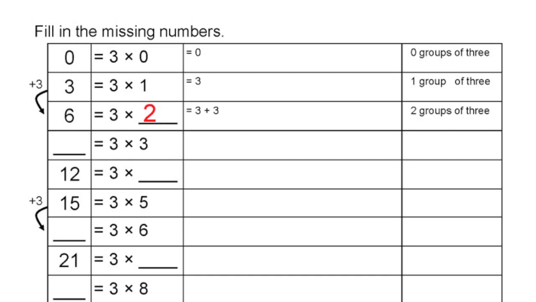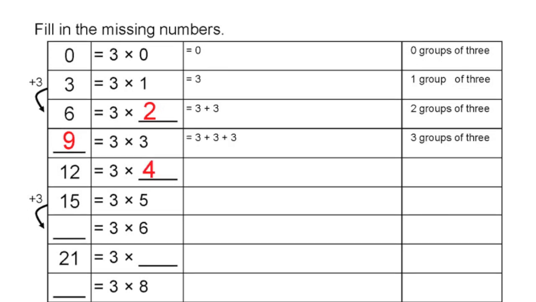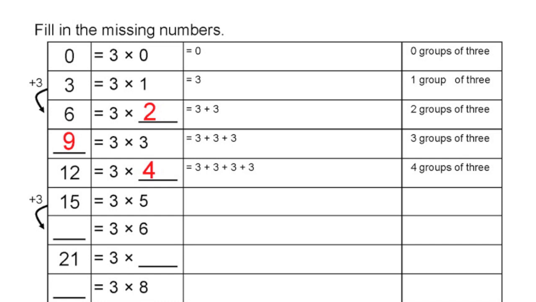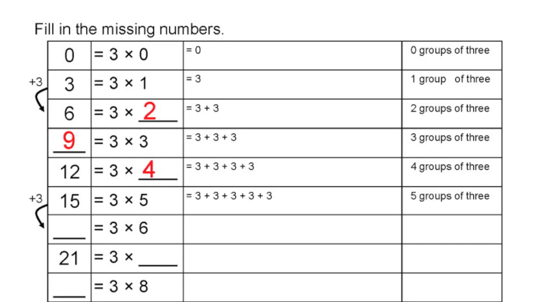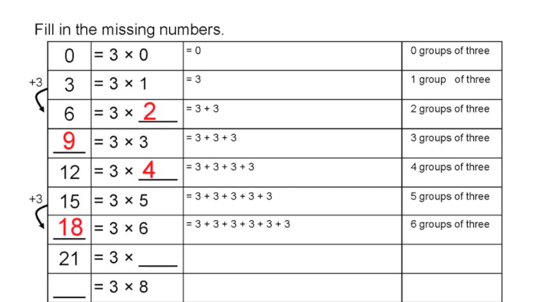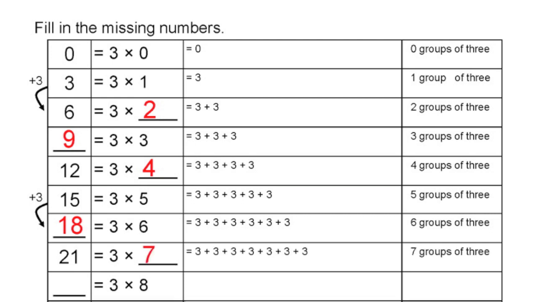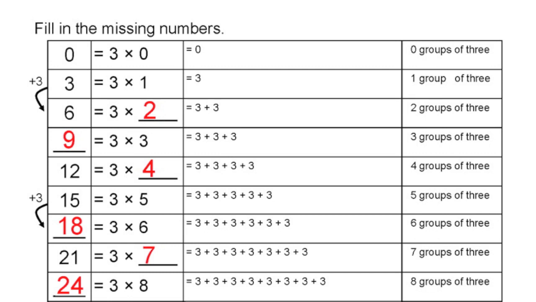Again, 3 times 3 is equal to 9, so that's going to be 3 groups of 3. 3 times 4 is equal to 12, so that's going to be 4 groups of 3. 3 times 5 is 15, which is 5 groups of 3. 3 times 6 is 18, 6 groups of 3. It just keeps going down over and over. 7 times 3 is 21, 7 groups of 3. 8 times 3 is equal to 24.